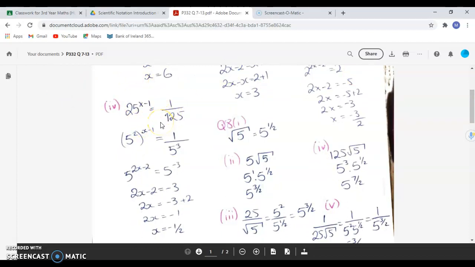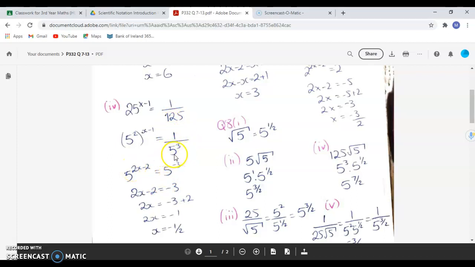So 25 to the x minus 1 is equal to 1 over 125. So I'm going to use 5 as a base, okay, because 5 divides into both of them. So how do I rewrite 25 with 5 as a base? Well, it's 5 squared, all in a bracket, to the power of x minus 1. There it is. 1 over 125, and that becomes 1 over what? 1 over 5 to the power of 3. You just rewrite it, okay? Use your calculator to help you out with those ones.